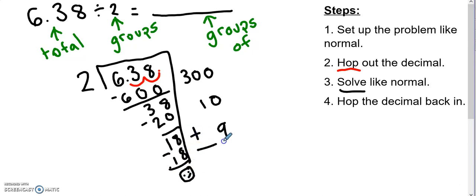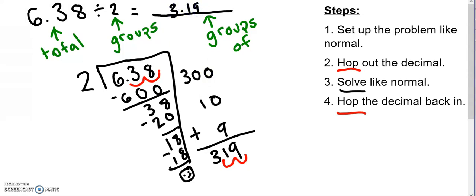So I'm going to add it up like I do with every other partial quotients problem to get 319. The last thing I need to do is hop the decimal back in. If I took 2 hops out, I need to take 2 hops back in. 1, 2. And so my answer to 6 and 38/100 divided by 2 is 3 and 19/100.